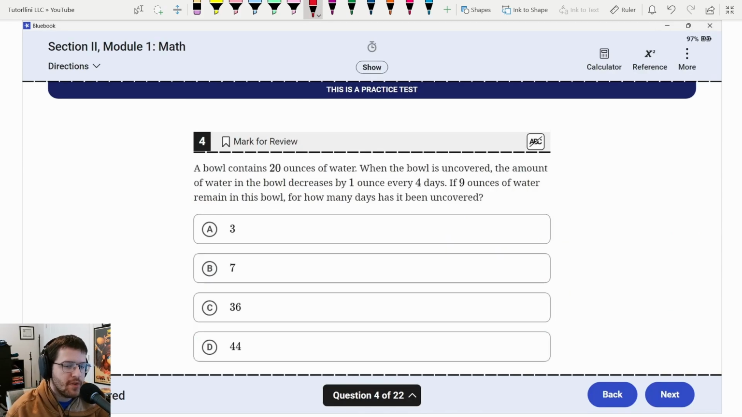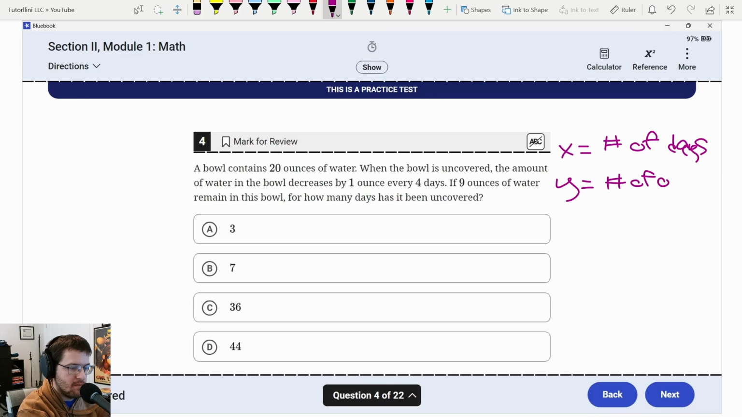Okay, question 4. There's probably a couple ways to approach this one. Just reading this part here sounds like a constant rate of change. So I'm going to write an equation of the line. I'm going to make x the independent variable, the number of days. We often make time the independent variable. That's usually pretty intuitive. Y, I'm going to make the ounces of water.